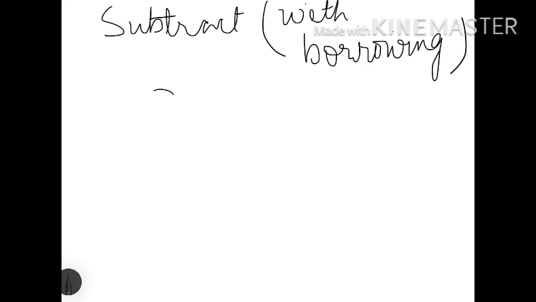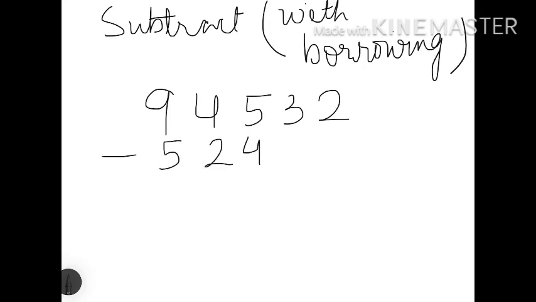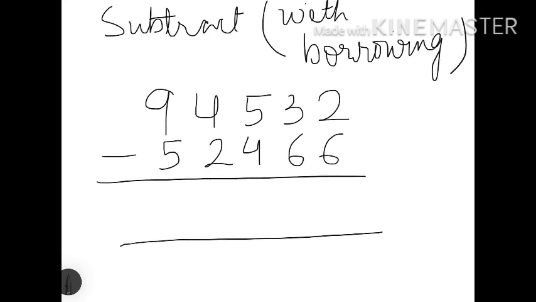Yes, so the first example I am taking from your practice work, exercise 5.6. Now 94,532 minus 52,466. So this you have to subtract. Now pay attention here, students. Now look at this number. 2 will start from the ones place here. Now 2 is smaller than 6. So what will it do? It will borrow from the neighboring digit.